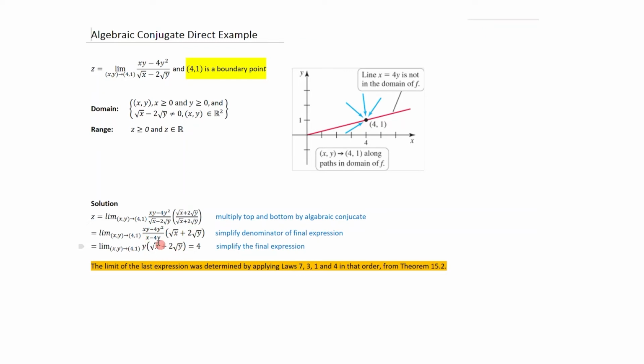Now, to compute the limit here, we can apply laws 7, 3, 1, and 4 in that order from theorem 15.2, and just plug in the values to show that the limit is equal to 4. Again, you cannot approach along the line. You've got to approach from either above or from below. So this is the final limit that we end up with.